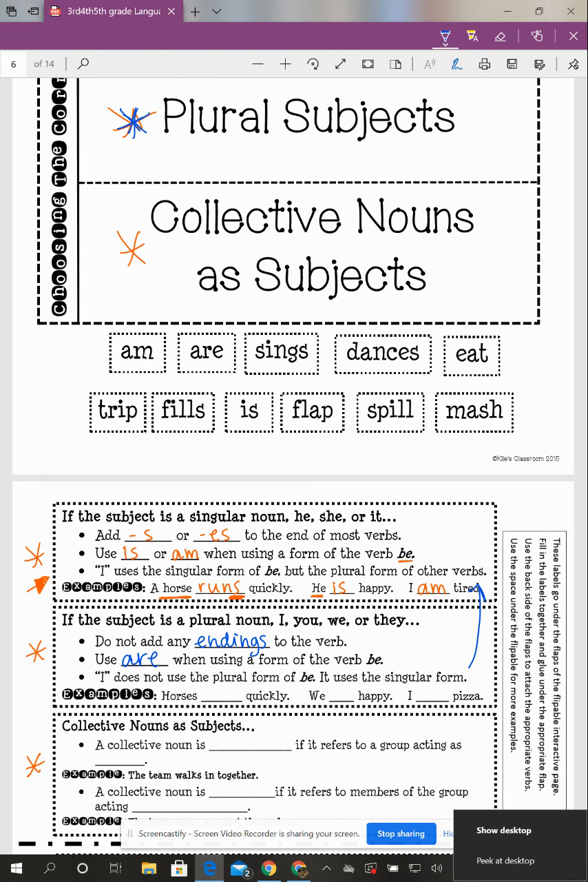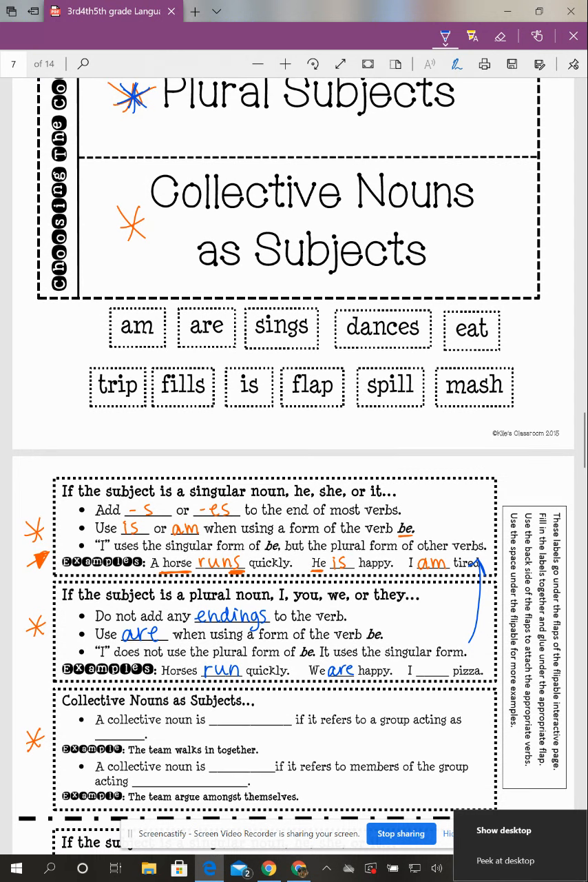Here are some examples. Up top we said a horse, one horse, runs quickly. But now if we have lots of them, it's just the horses run quickly. If I'm talking about lots of people, I would say that we are happy. And you could choose any verb that you want to use here, and you would just say, I eat pizza, or I love pizza. Maybe you don't like pizza, so you would say, I dislike pizza. But regardless, we did not add any endings, just like we mentioned right here.